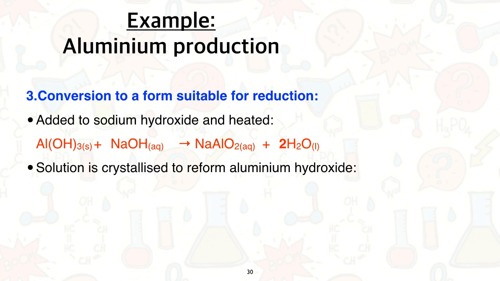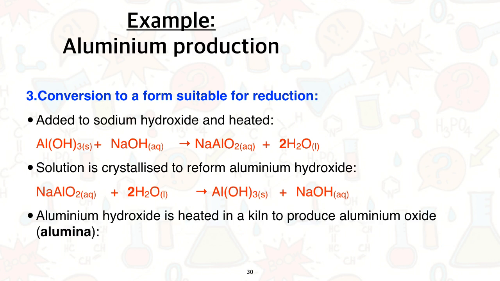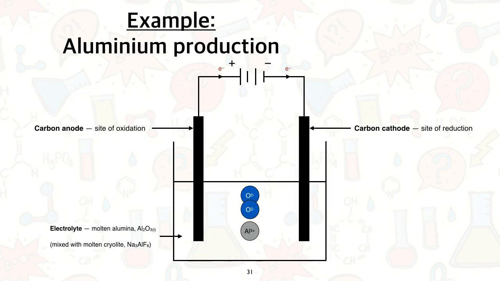Don't need to know too much of these details, but essentially we reform the aluminium hydroxide, because the key thing was just trying to separate the aluminium hydroxide from all the other impurities, and then we heat it in a kiln to produce aluminium oxide, which is what we call alumina. From that point, we then carry out reduction. So we've got the reduction of aluminium oxide as a molten substance.